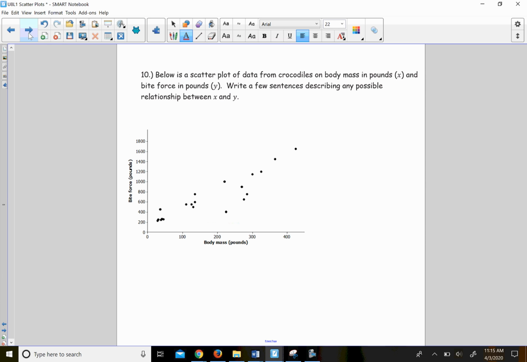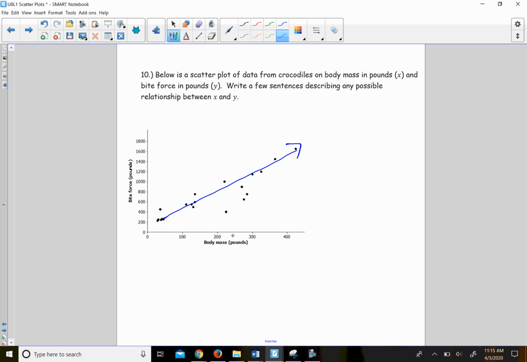Number 10, below is a scatter plot of data from crocodiles on body mass in pounds for X and their bite force in pounds for Y. Write a few sentences describing any possible relationship between X and Y. Before looking at the graph, just from what I know about crocodiles, I'm assuming that the heavier they are, the bigger their body mass, the stronger the bite's going to be. If I look at the data, the findings that the scientists found, they found the same thing that I thought. So now they can prove this to me.